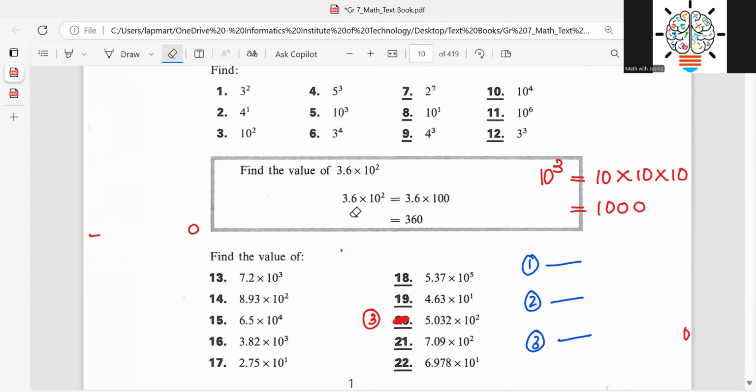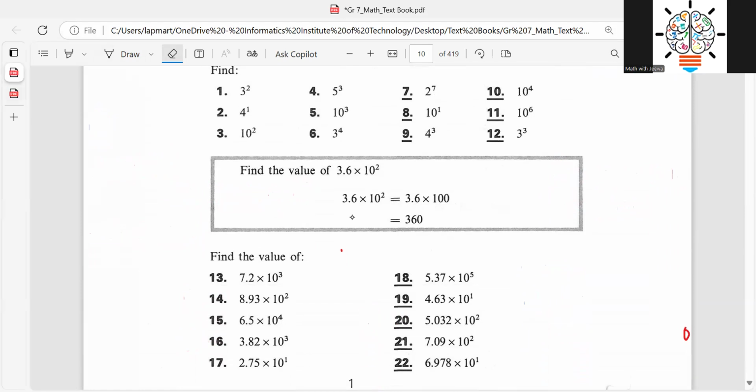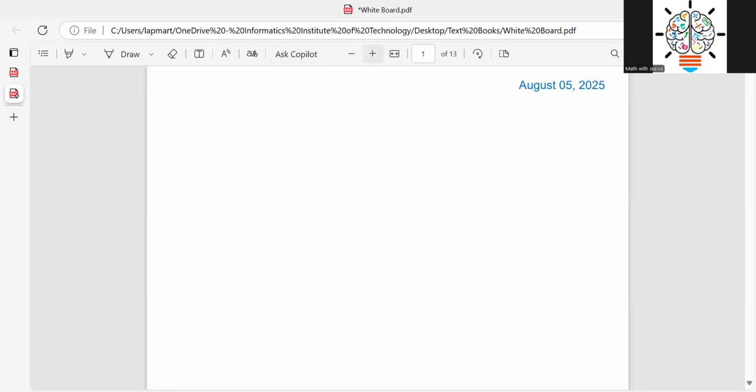You take your pink color pen and mark your answers. See whether you have followed all the steps like this. If not, pause the video and write them down. Here I will write the answers.